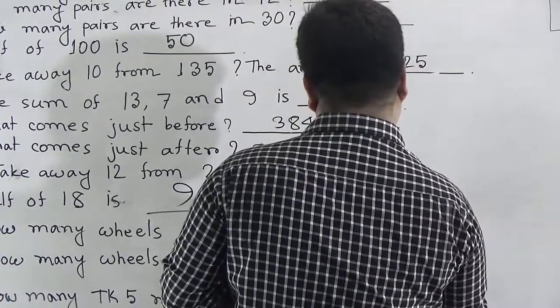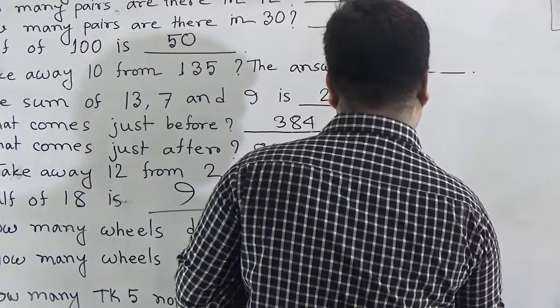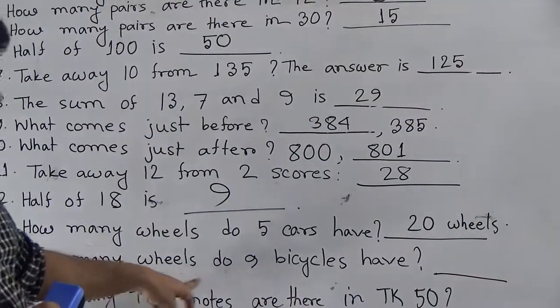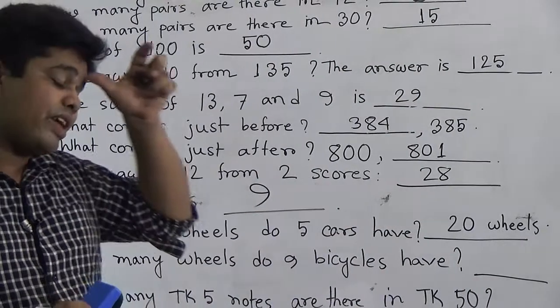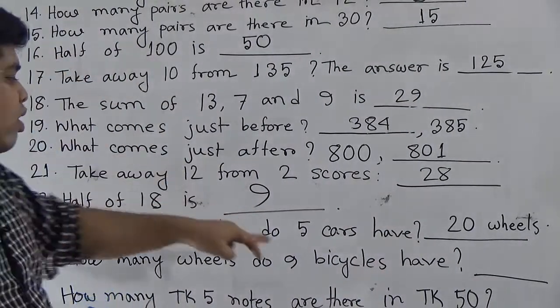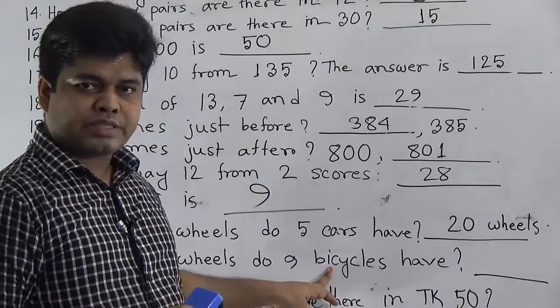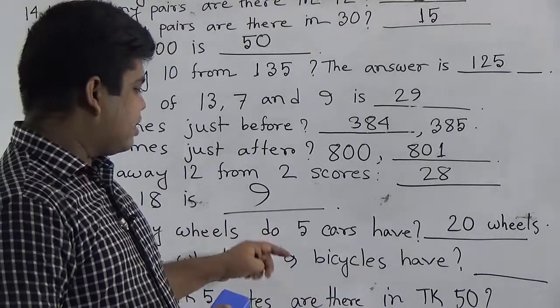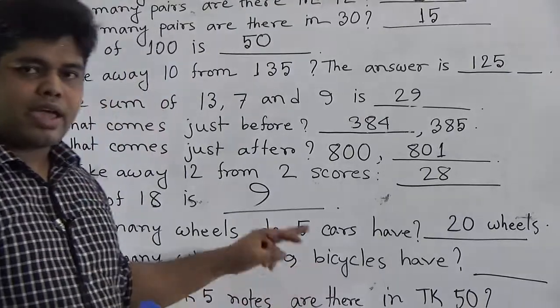5 cars have 20 wheels. Our next question is, how many wheels do 9 bicycles have? My dear students, please notice, 1 bicycle has how many wheels? 1 bicycle has 2 wheels. So we multiply this 2 with this 9 and we get the answer.